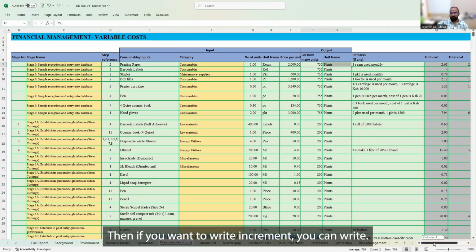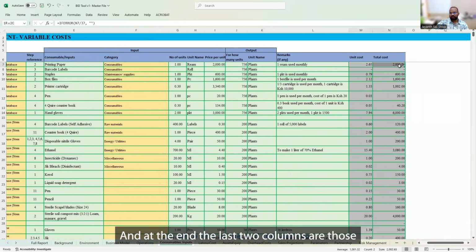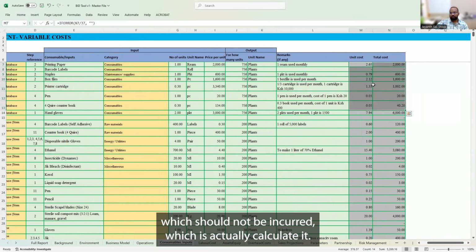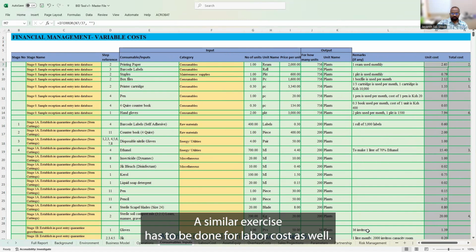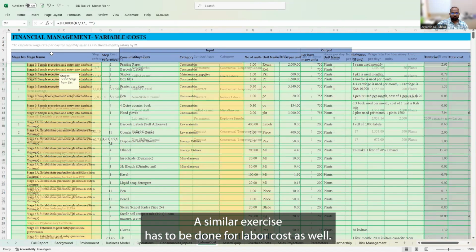Then if you want to write remarks, you can write. And at the end, the last two columns are those which should not be entered, which are actually calculated automatically. You get a unit cost and you get a total cost. A similar exercise has to be done for labor cost as well.